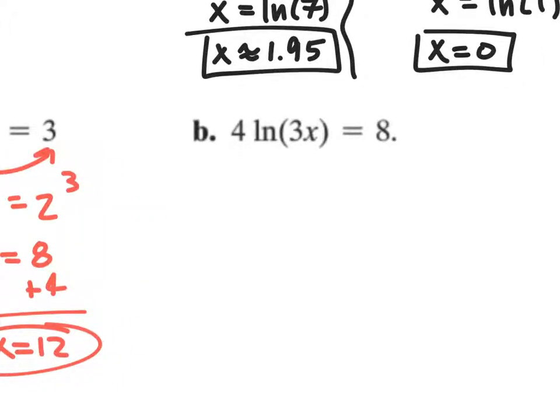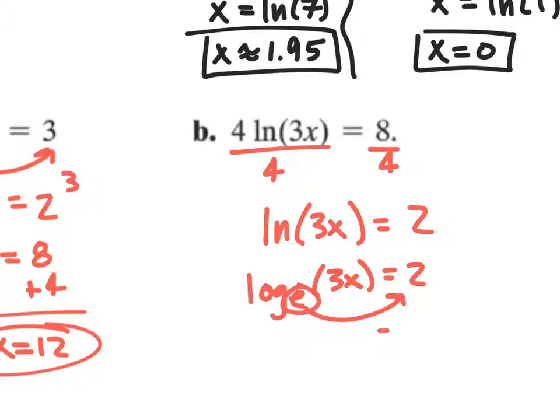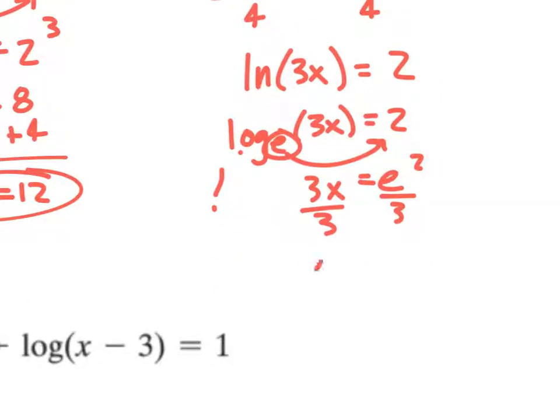Now let's do this. Let's solve this one. Divide by 4 on both sides. Isolate the natural log. So I've got the natural log of 3x is equal to 2. Remember, you can do this a couple different ways. I'm going to change this to log base e of 3x is equal to 2. I'm going to take e, that's my base, 2 is my exponent, so e squared. The log drops off, and we're left with 3x. Divide by 3, divide by 3. So then x is equal to e squared over 3.